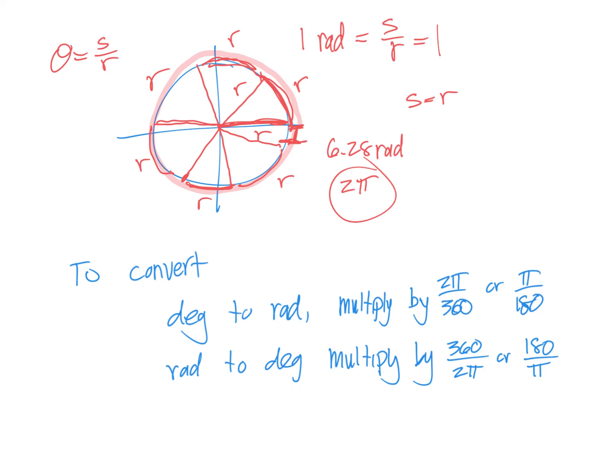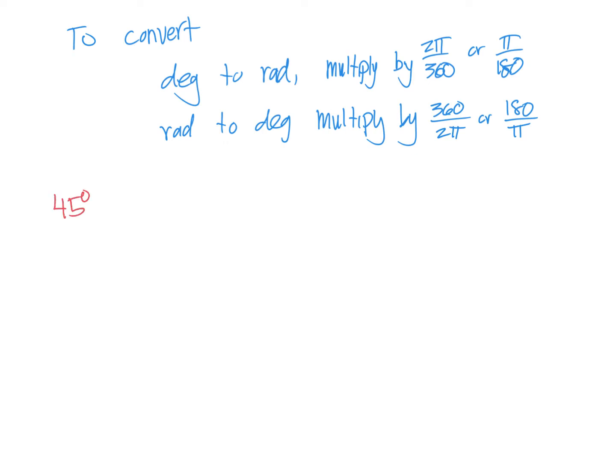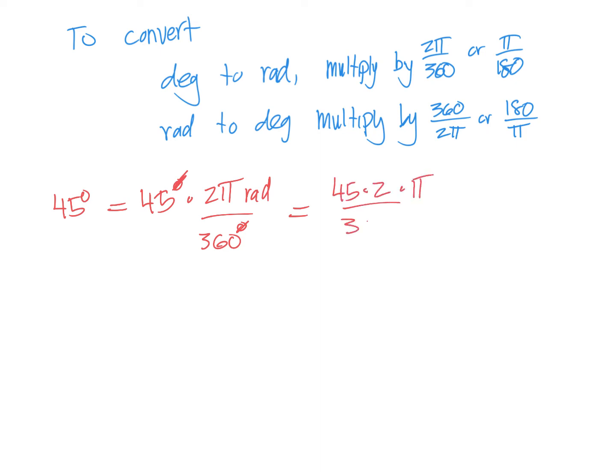If we have 45 degrees, then to convert it to radians, we multiply 45 degrees times our conversion, 2 pi radians over 360 degrees. Our degrees cancel, and we get 45 times 2 times pi over 360. This simplifies. 45 times 2 is 90. 90 over 360 is 1/4. So we get pi over 4 radians.